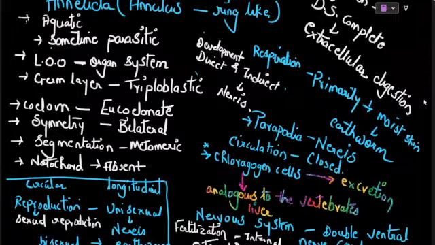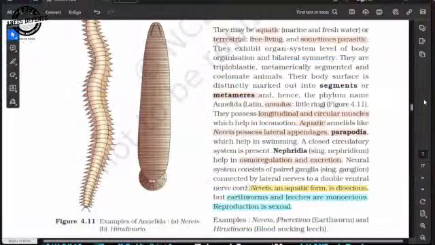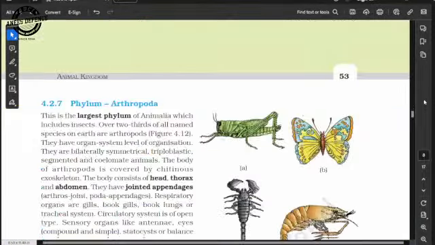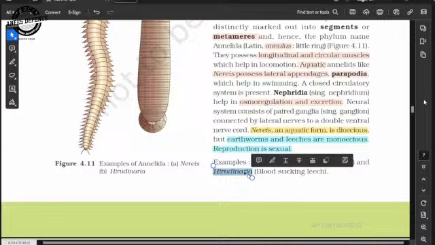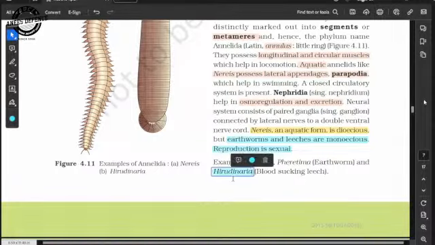What are the examples of Annelida? Earthworm, Nereis, then Hirudinaria, blood-sucking leech. Exoparasite, means ectoparasite, not endoparasite. Write Hirudinaria, it is an ectoparasite. It attaches to the skin surface.